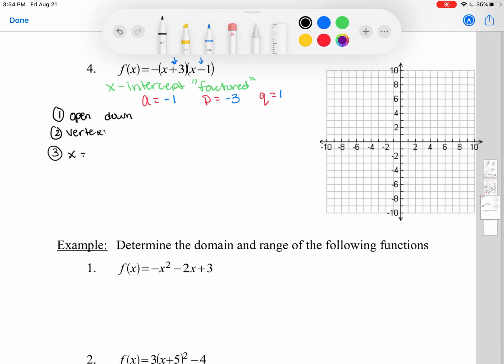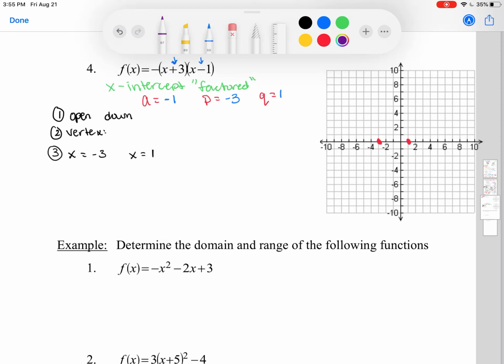So we're going to pull the 2 values we've already identified, which is my P and my Q, and those are going to be my x-intercepts. So my P value was -3, so that's one x-intercept, and my Q value was a +1. Once I know that bit of information, I'm going to go over to my graph, put a point at -3, and put a point at +1.